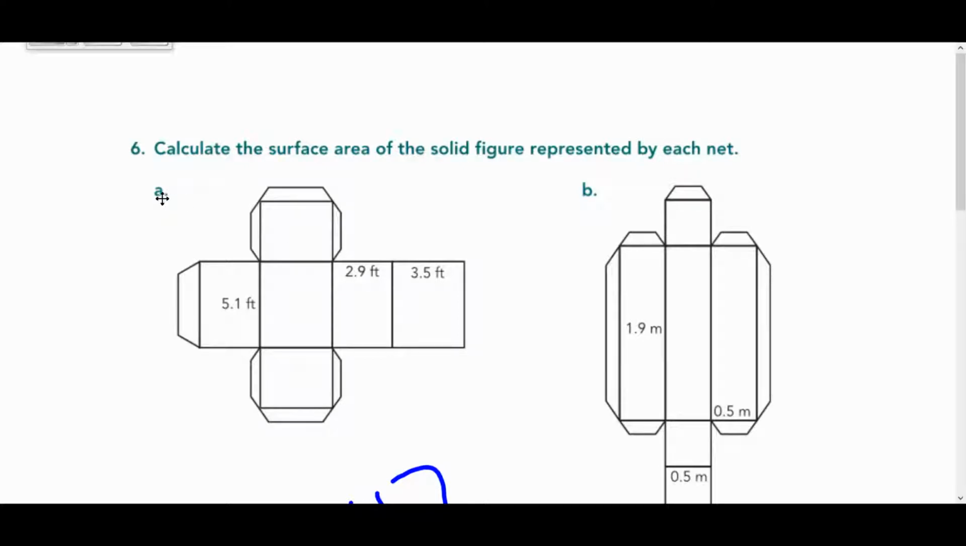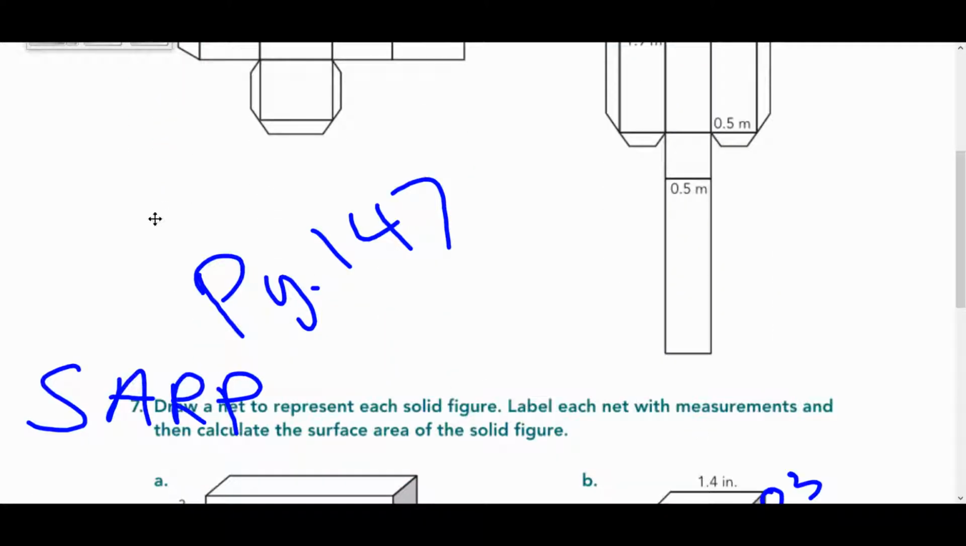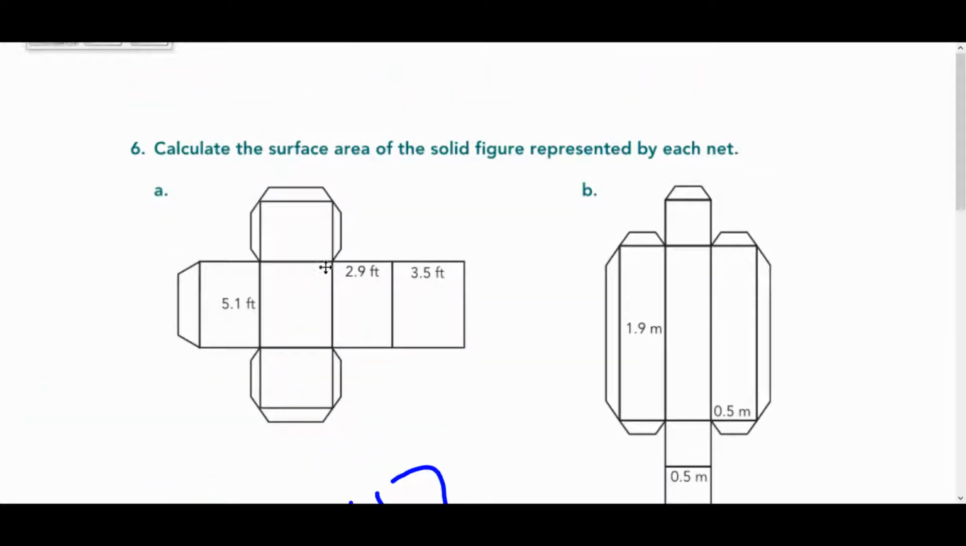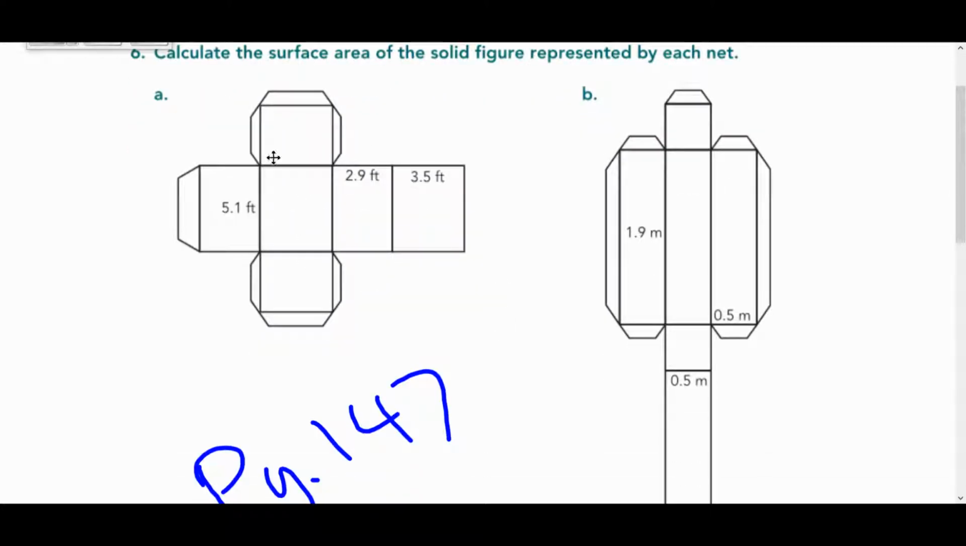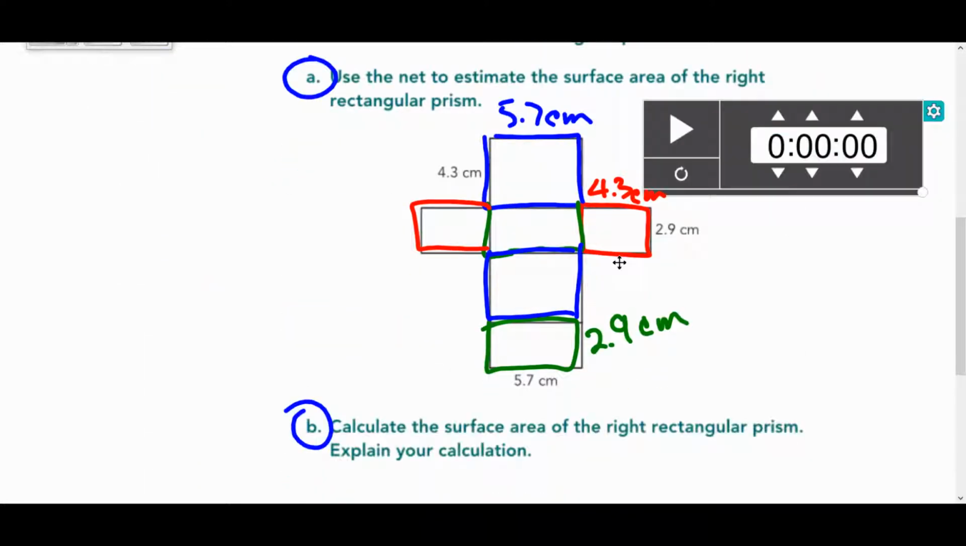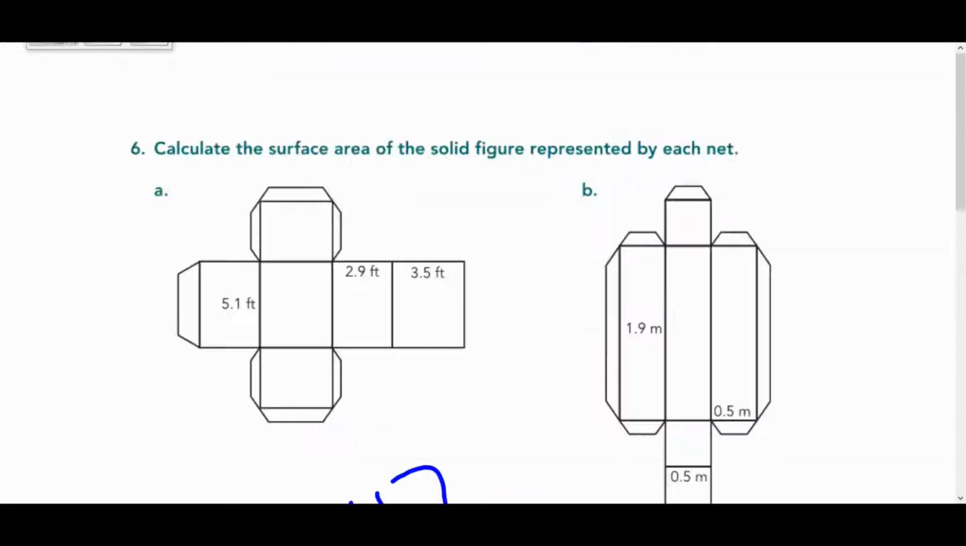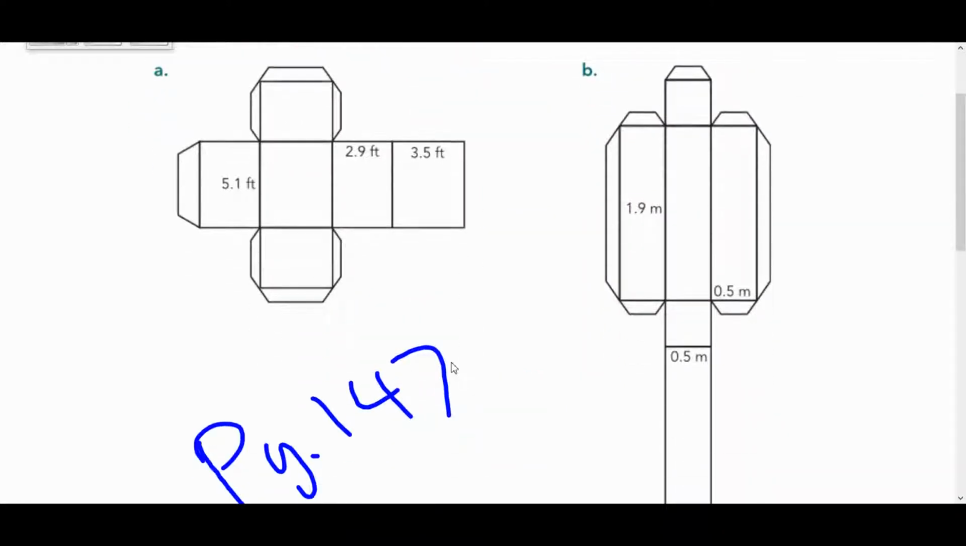So this page, page 147, is very much the same. Just don't worry about these trapezoids. Those are the flaps that you glue in order to put the net together. Kind of wish they weren't even there. It's a little bit confusing. But just disregard those. You're worried about these rectangles. And I think your assignment is very similar to this. It just has different numbers. So refer back to this page when you're working on those. Find the area of each of those rectangles and then add them all together.